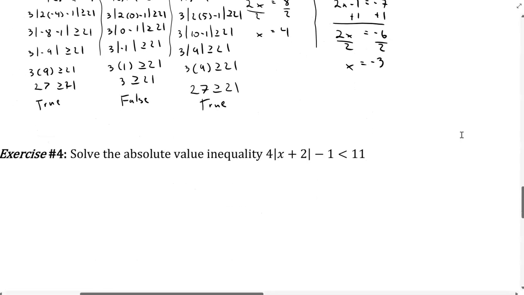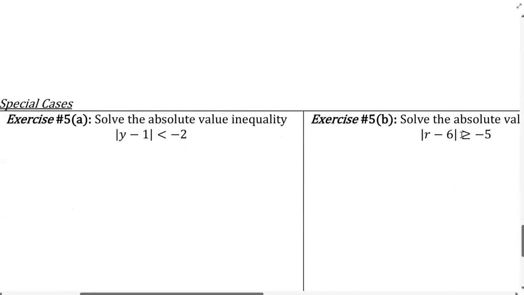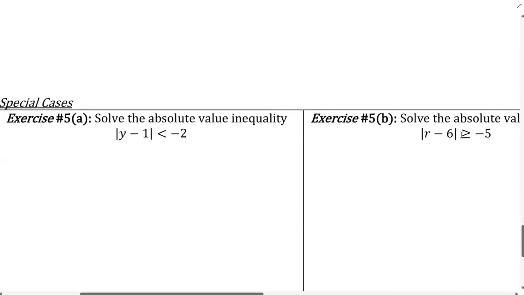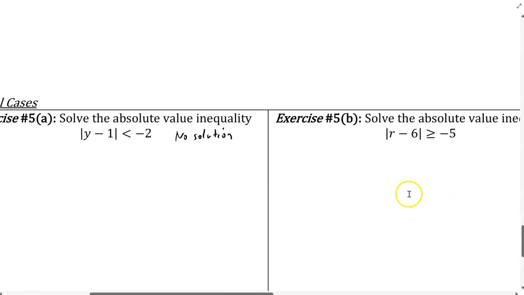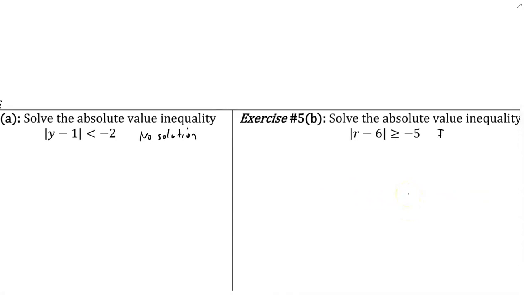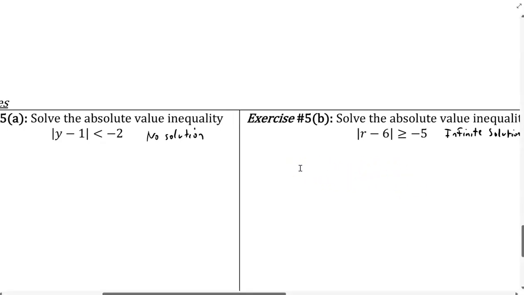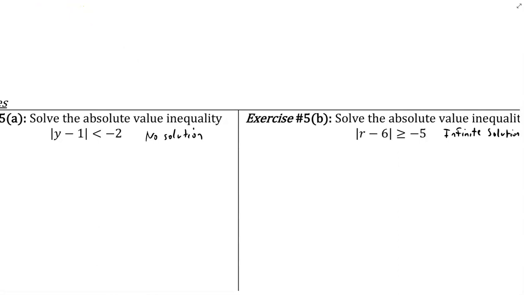Now I'm going to skip exercise 4, and in exercise 5, I'm going to leave it to you to prove. But as it turns out, in exercise 5a, once you solve it, you're going to find that there are no solutions. And then for exercise 5b, you're going to have infinite solutions. We can go over that in class when I come back, but I do want to keep this video shorter, so we'll stop there.